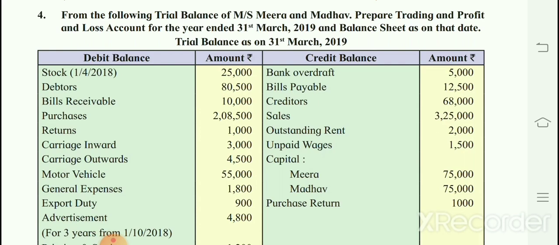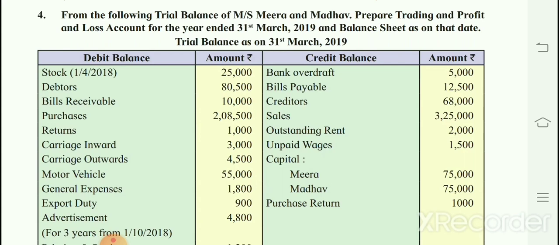Today we are going to solve exercise number 4 from partnership final accounts. From the following trial balance of Messrs. Meera and Madhav, prepare trading and profit and loss account for the year ended 31st March 2019 and balance sheet as on that date. See, trial balance as on 31st March 2019 is given to us.